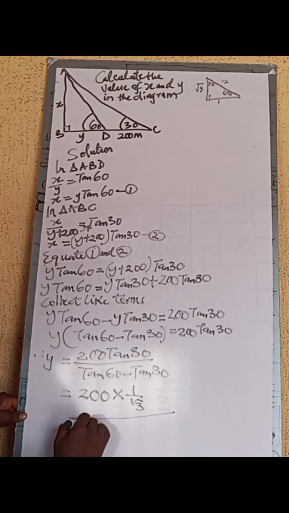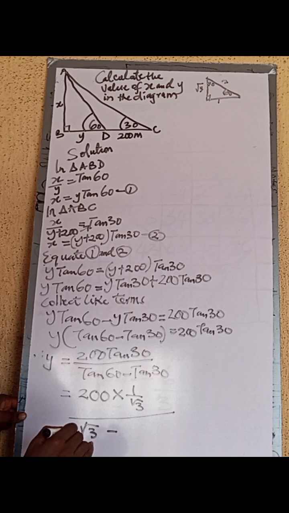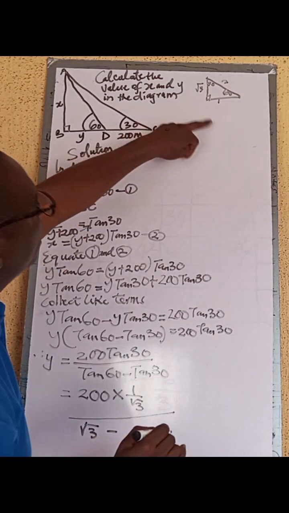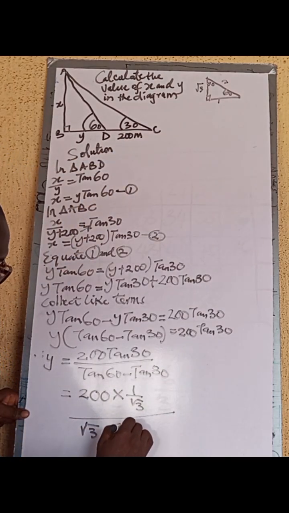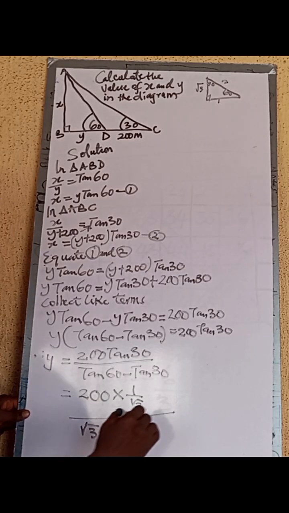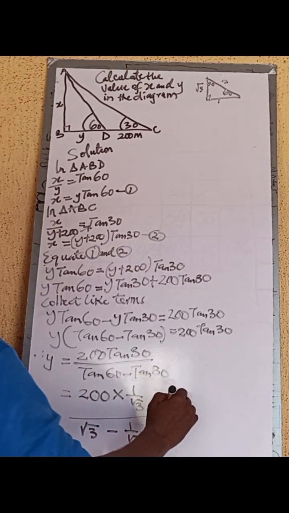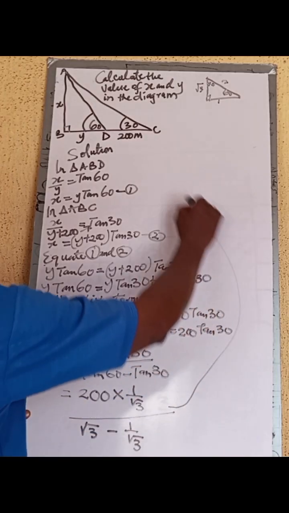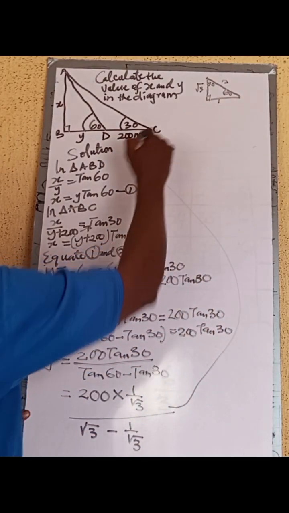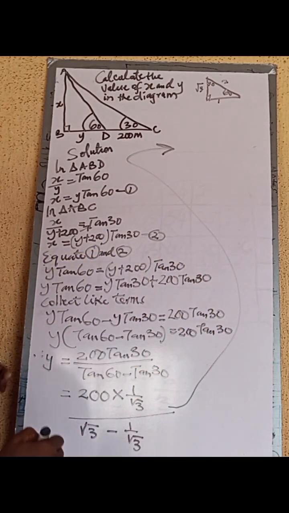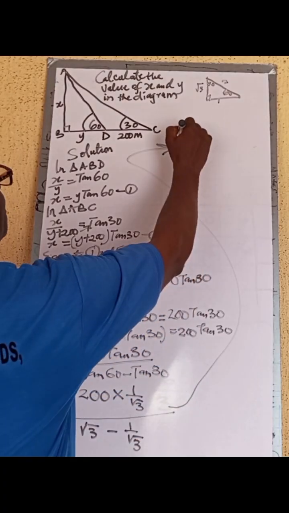Root 3 minus tan 30. What is tan 30? From the diagram, tan 30 is 1 over root 3. Quite simple. So that is the short form. If you like, use the four figure table. If you don't like, use special angles. So by the time we go up here, let's look at the top.